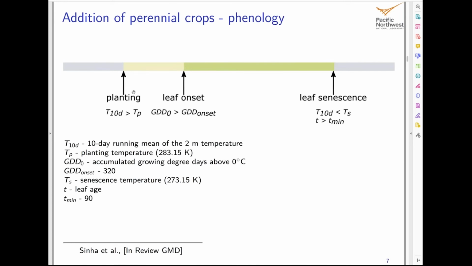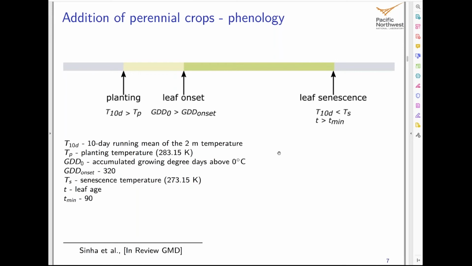Perennial crops have three distinct phases in their phenology. First is the planting, when the planting occurs, which is currently determined based on reaching a temperature condition. Then the leaf onset occurs after a couple of weeks, based on when the growing degree days criteria is met. And after the leaf onset, the leaves and the stems keep growing. In perennial crops, there is no grain, so there is no grain stage or grain fill stage. And eventually, the leaf senescence occurs later in the fall when temperature falls below certain criteria.